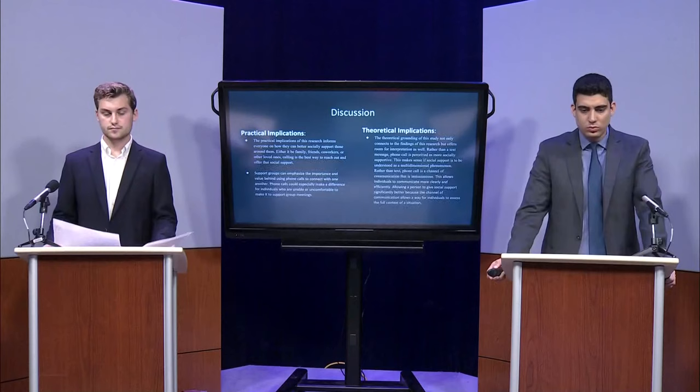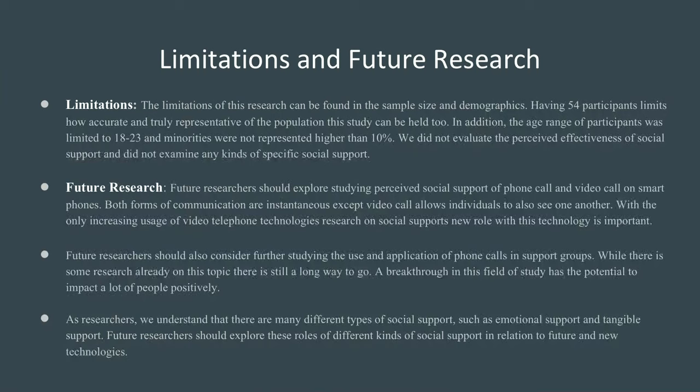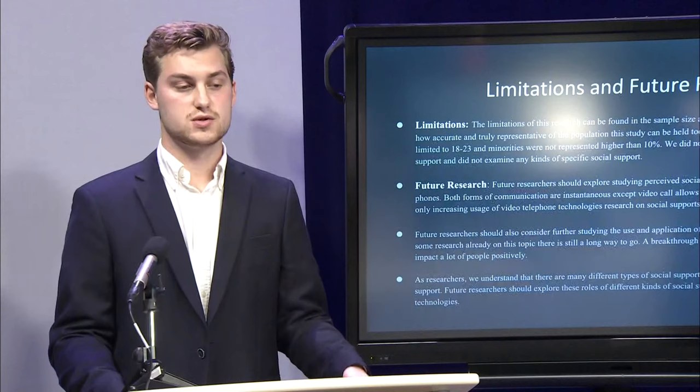The limitations of this research can be found in the sample size and demographics. Having 54 participants limits how accurate and how truly representative of the population this study can be held to. In addition, the age range of participants was limited to 18 through 23, and minorities were not represented higher than 10%. We did not evaluate the perceived effectiveness of social support and did not examine any specific kinds of social support as well.